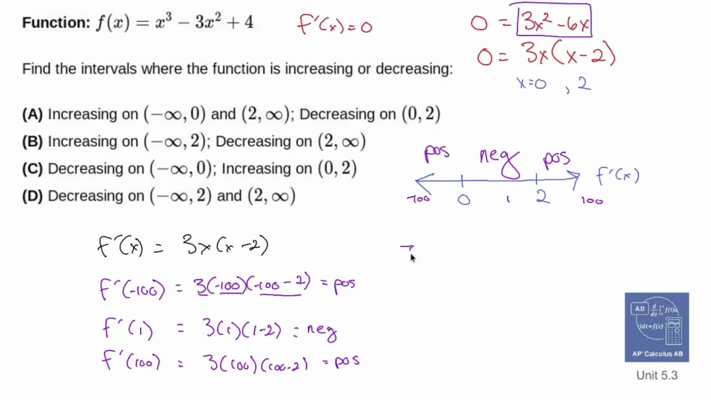So it looks like I'm increasing from everything all the way up until 0. So increasing from negative infinity to 0, decreasing between 0 and 2, of course not including any of these endpoints, and also increasing at 2 and on. So 2 to infinity. So there you have it.